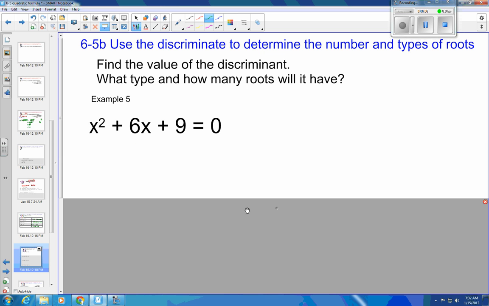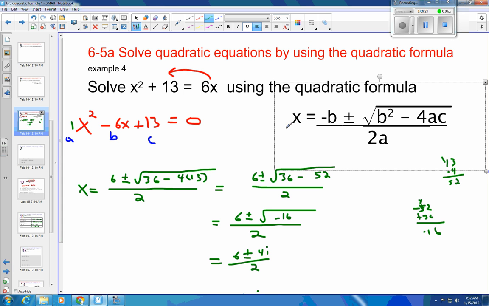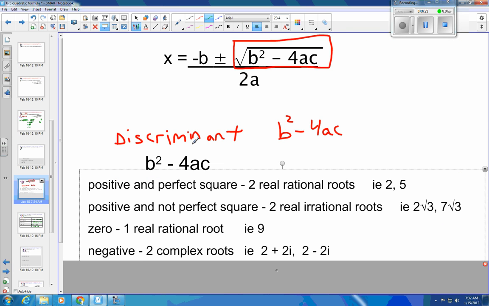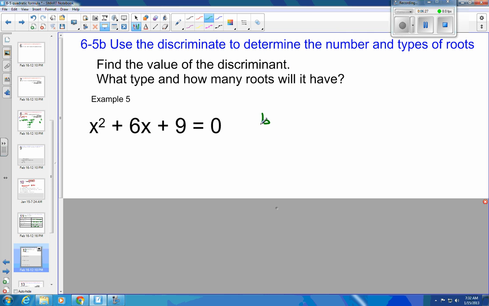Okay, example that we're going to get into now, third example that I'm actually recording, and the fifth example in the book if you're using the book. We want to find the value of the discriminant and what type and how many roots it will have. Remember back to the value of the discriminant, we're just looking at b squared minus 4ac. So let's grab b squared minus 4ac and see what that looks like.